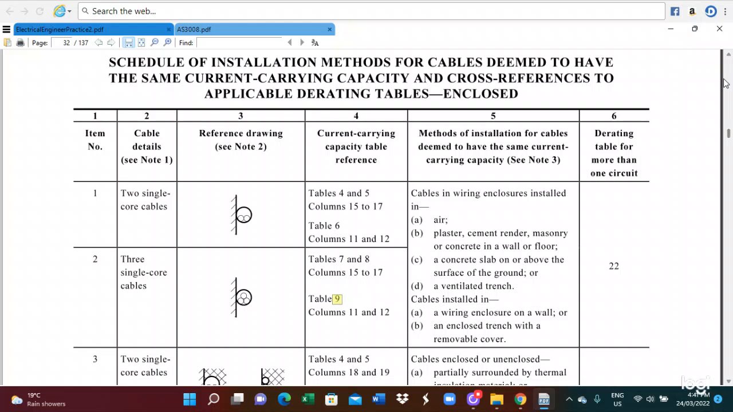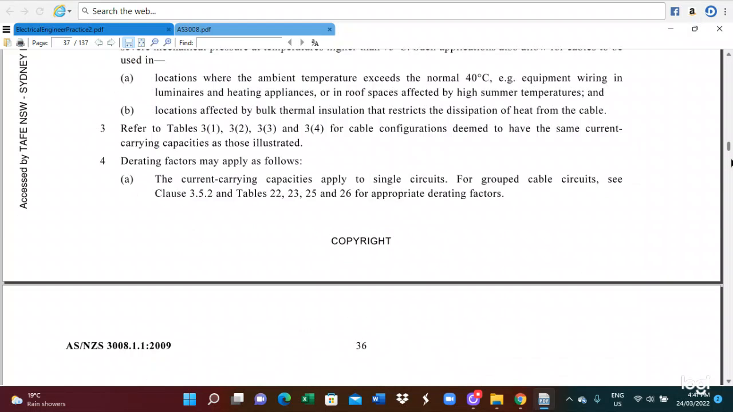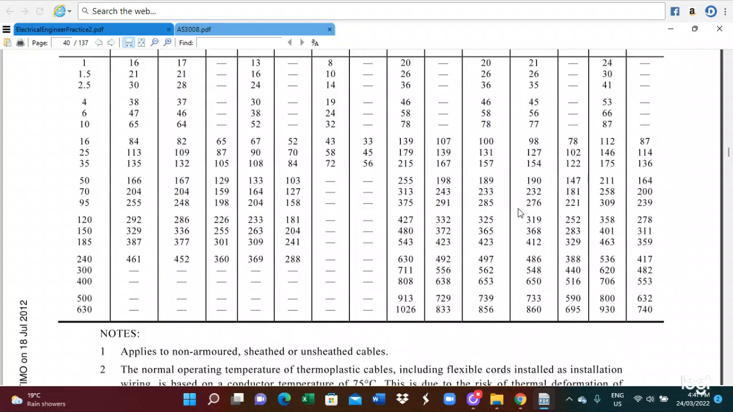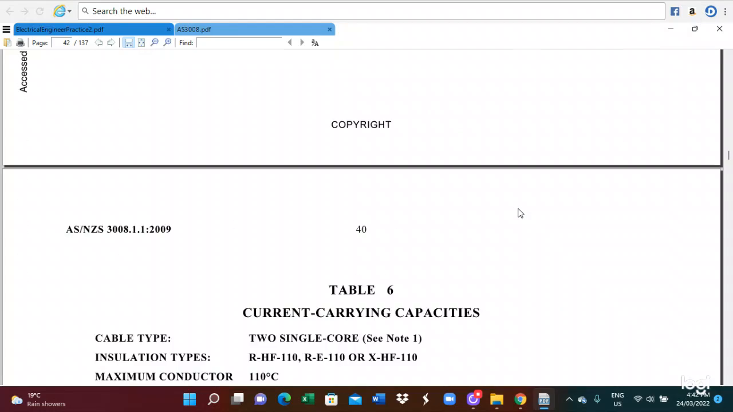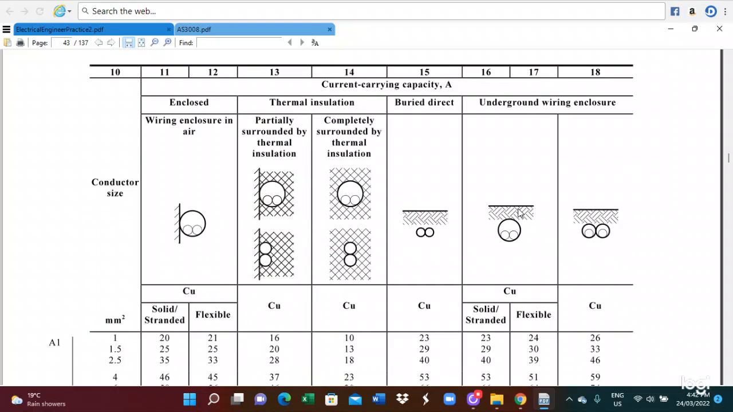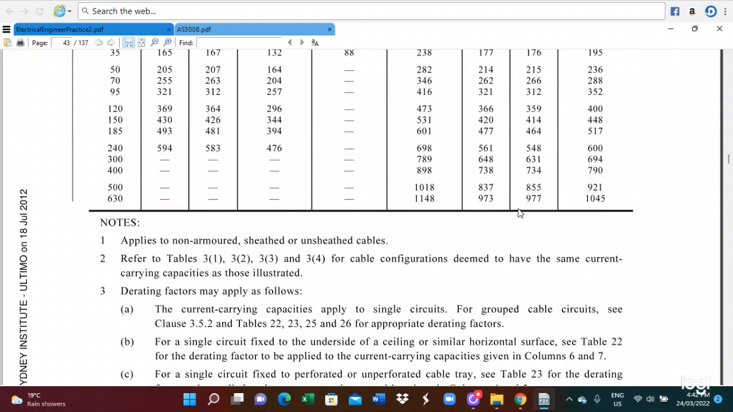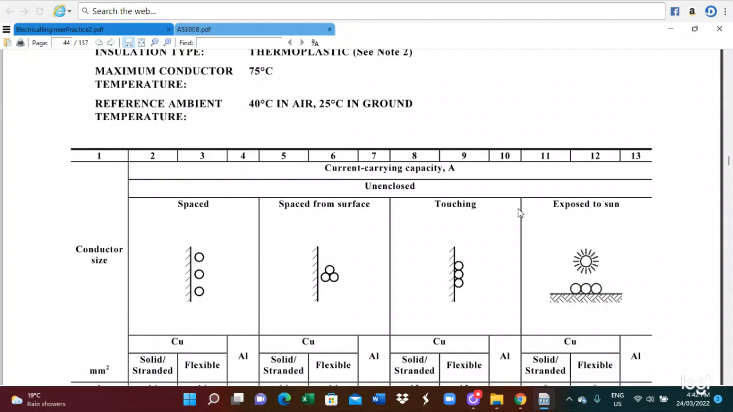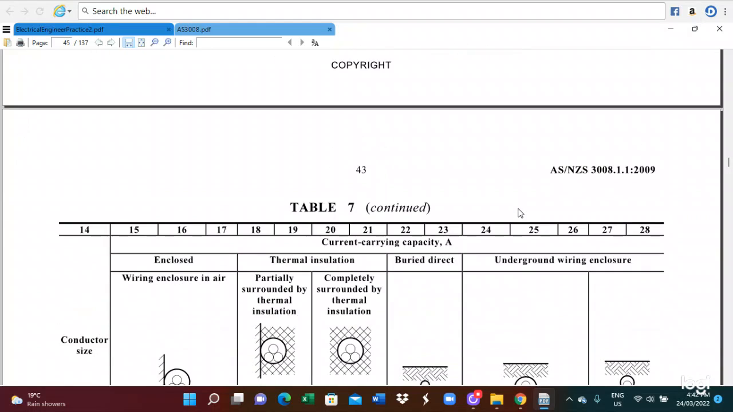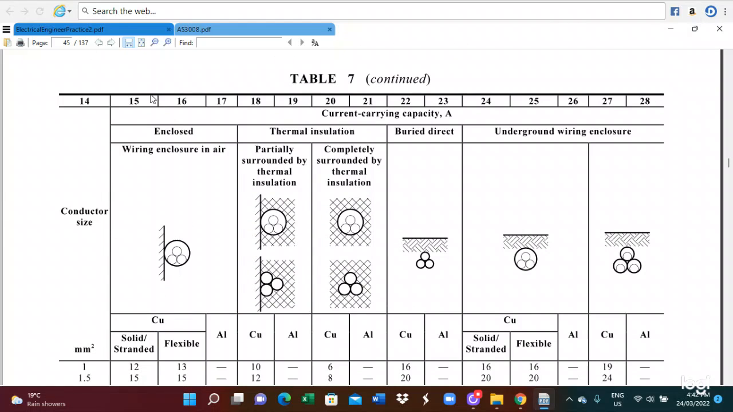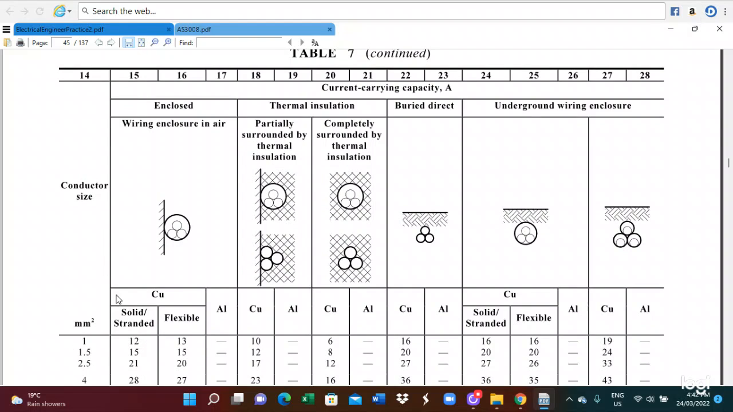So we look at table 7, going down: table 5, table 6, and table 7. Table 7 is column 15 to 17. Column 15 is for copper solid stranded, 16 for copper flexible, and 17 for aluminum.